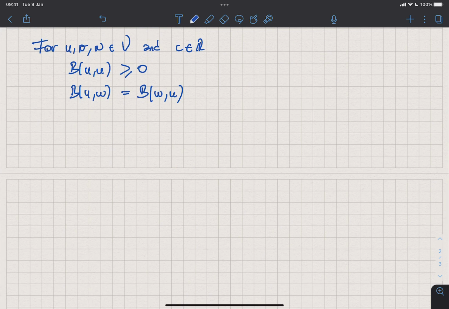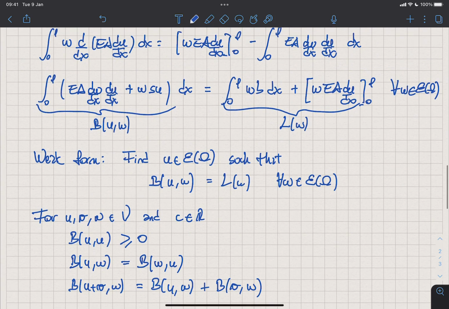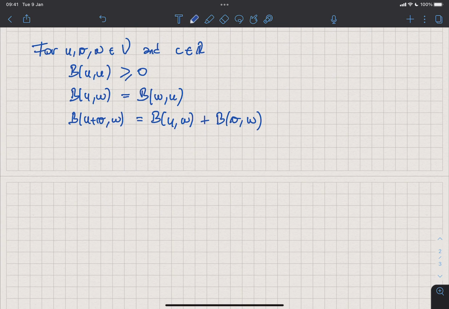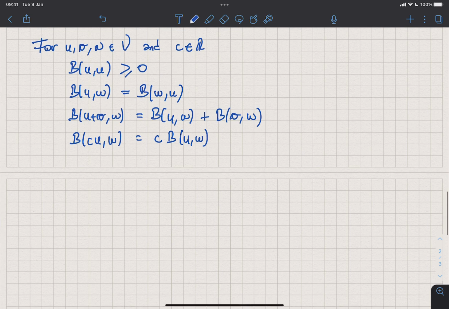Then you have another property, the distributive property. So b of u plus v comma w is equal to b of u comma w plus b of v comma w. Of course, this is a little bit more difficult to see, but you can try it out using this bilinear form, and you will see that it holds. And then finally, b of c times u comma w is equal to c times b of u comma w, which is also quite straightforward to realize.